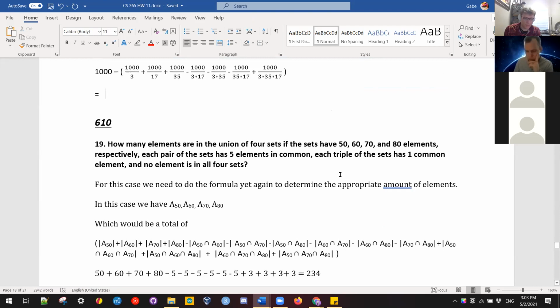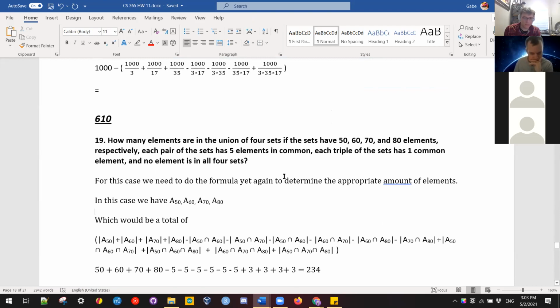For this one, it's kind of the same thing. You have 4 sets with 50, 60, 70, and 80 elements. Each pair of sets has 5 elements in common, and each triple has 1 common element. Okay, and all the sets together have no common elements, so that's fine.